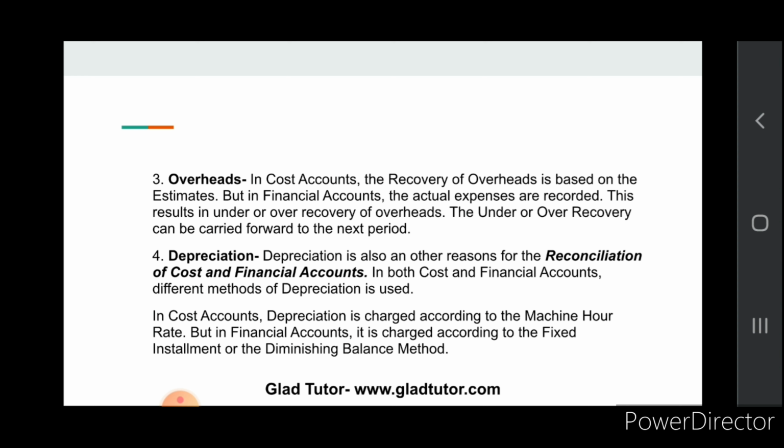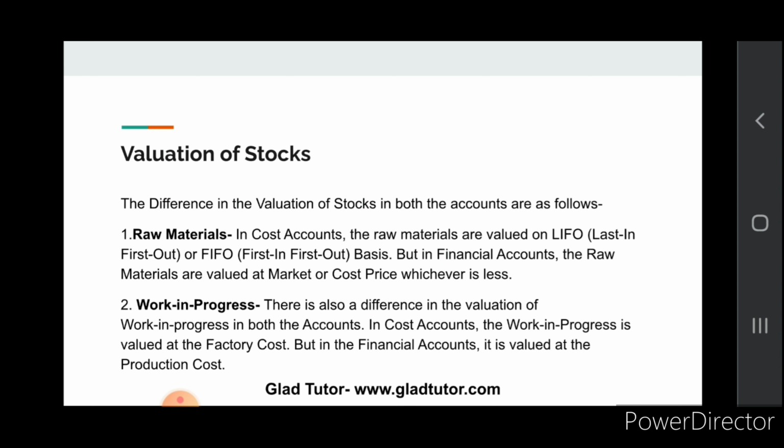Depreciation is also another reason for the difference between the cost and financial accounts. In both cost and financial accounts, a different method of depreciation is used. In cost accounts, depreciation is charged according to the machine hour rate method, but in financial accounts it is charged according to the fixed installment method, or there is another method, the diminishing balance method. So this was about the first reason for the reconciliation of cost and financial accounts.